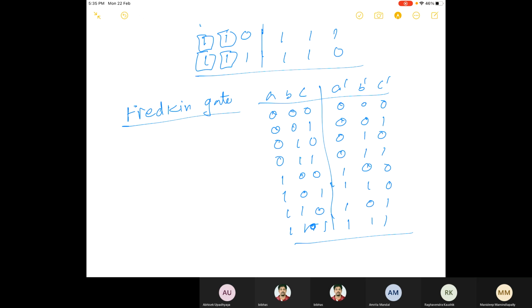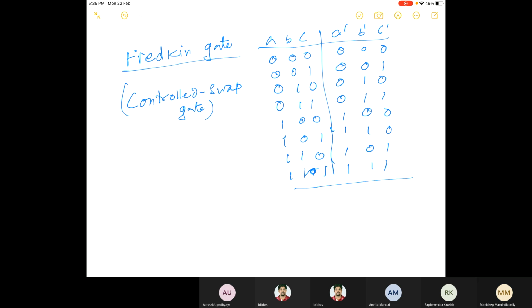Any idea what kind of gate it is? The first one is control not of a, the second one is control not of a, and the third one is again control not of a. Yeah, so this is actually a control swap gate.